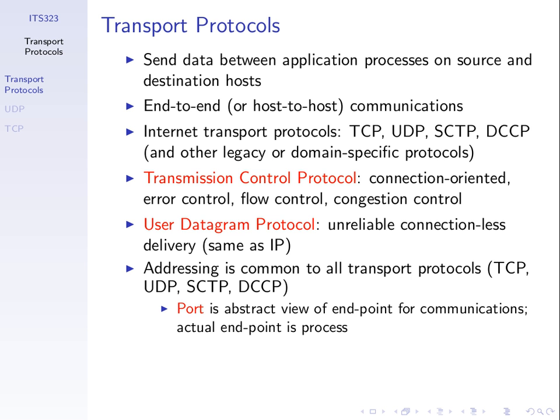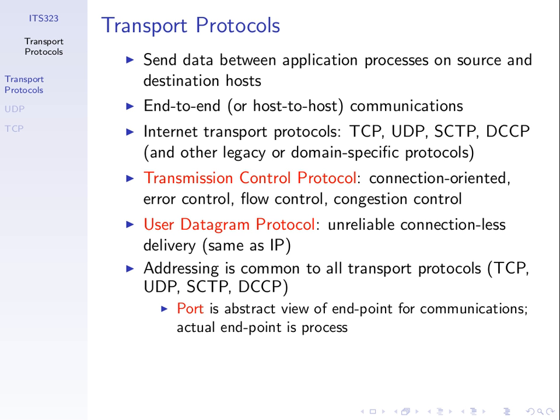UDP, the other one that's been around the longest, is almost the same as IP in that it doesn't provide connections, it's connectionless. It doesn't provide error control or flow control or congestion control. The same as IP. You just create a packet, send it, hope it gets to the destination. We will not cover UDP in much detail because it's so simple and so similar to IP. Amongst all these different transport protocols, there are some common things, especially addressing. So let's spend some time on addresses.